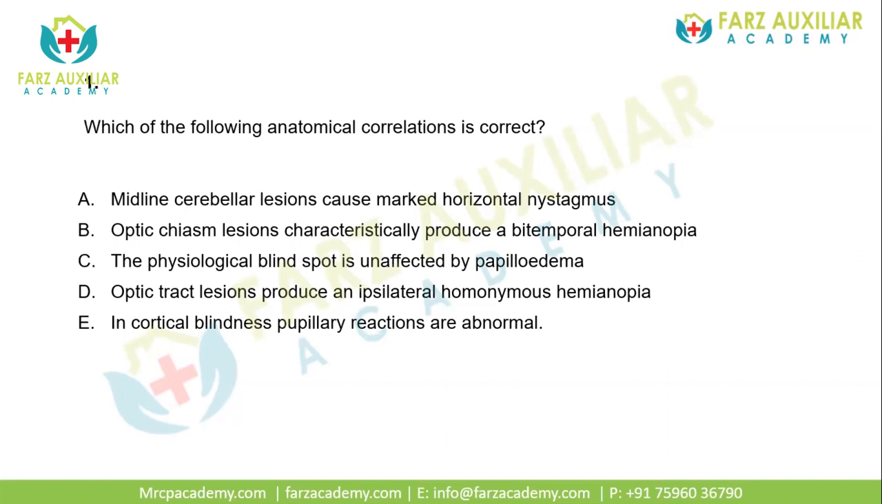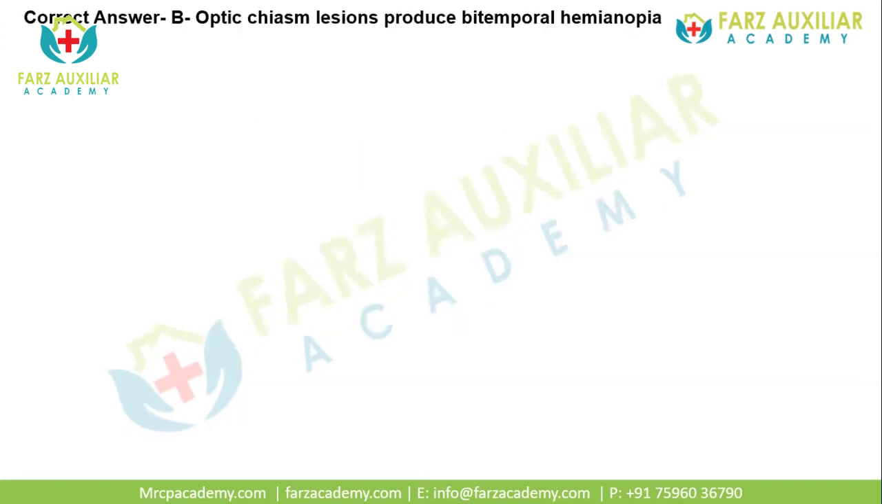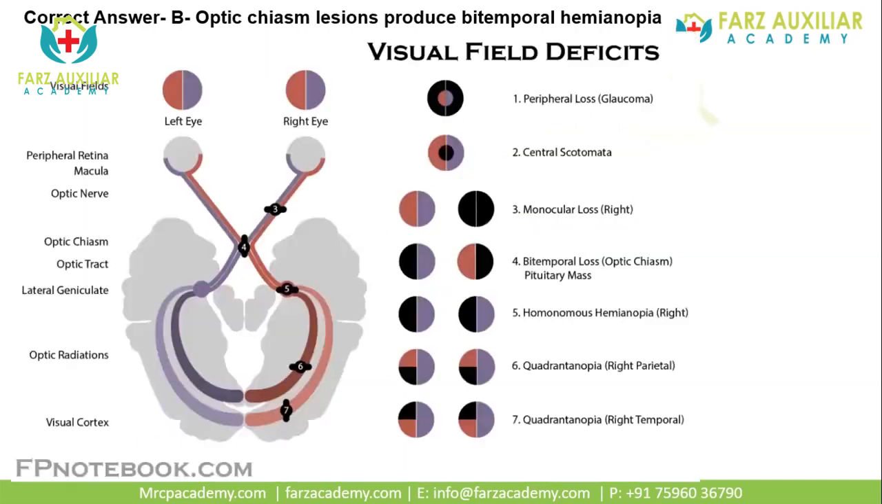So usually by looking at the choices, 2 or 3 of them you can exclude immediately. So let's look at the correct answer. So the correct answer is optic chiasm lesions produce bitemporal hemianopia. Now this is one of my favorite images, and you've probably seen it before. So when there is a lesion at the optic chiasm as marked with the red circle, you get a typical characteristic bitemporal hemianopia as also circled in red.